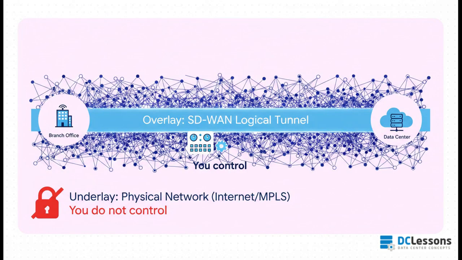And here is the absolute key difference. You, the network team, you control the overlay. You build the highway, but you have zero control and traditionally zero visibility into the underlay. And that's where the problems love to hide. So if your ISP has an issue, if a sinkhole opens up in that underlay, your perfect highway gets a massive crack in it, and you're left completely in the dark as to why.